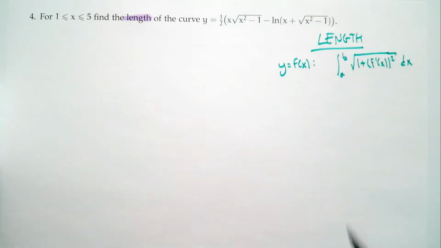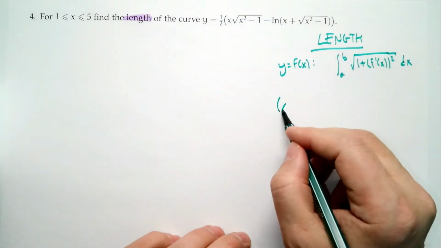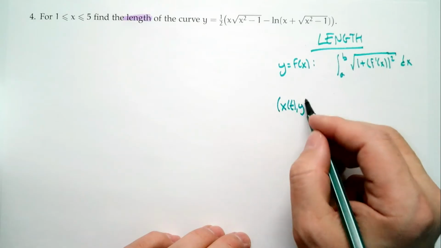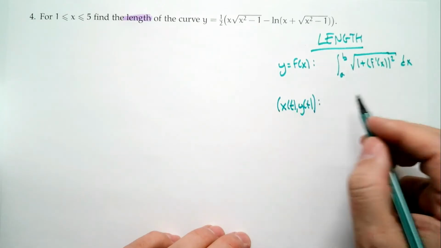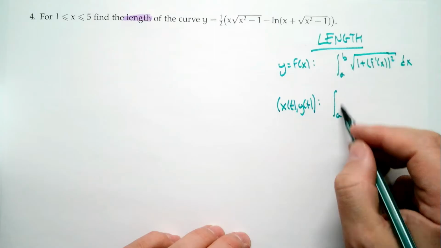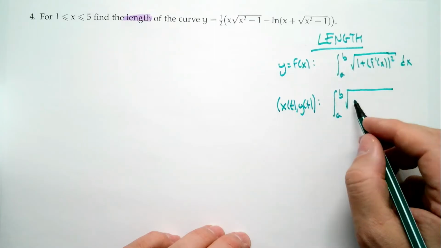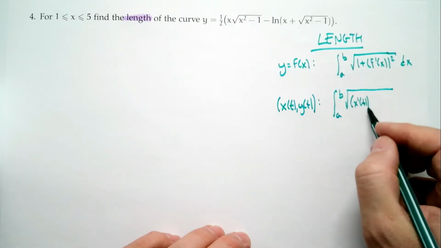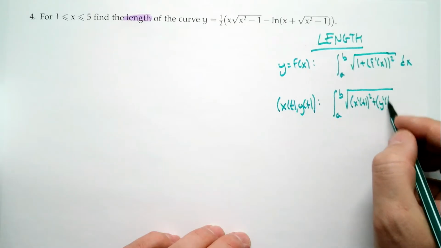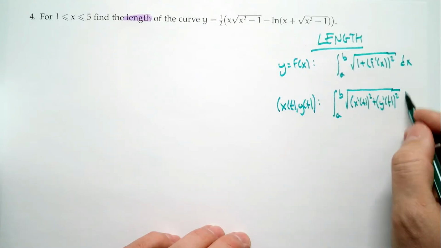The second variation is when we did parametric curves, x of t, y of t. And if you see that, you go integral from a to b, the square root of x prime of t squared plus y prime of t squared dt.